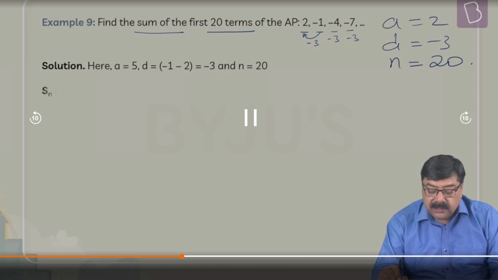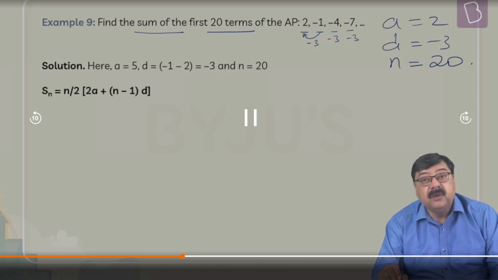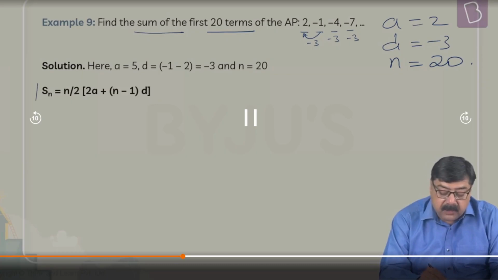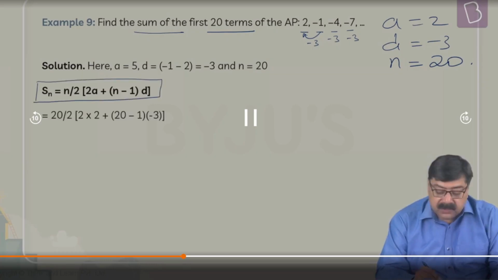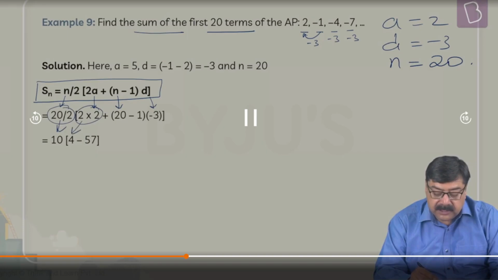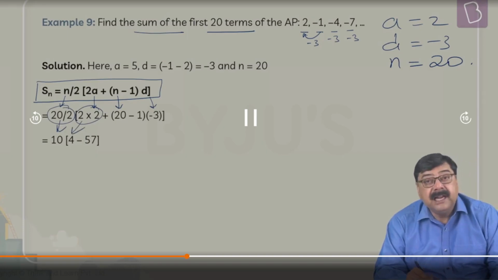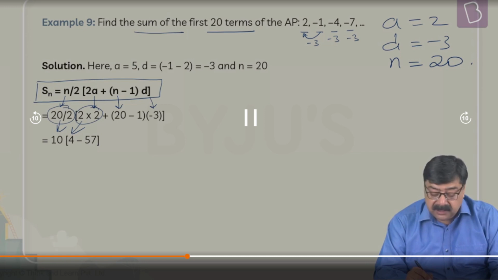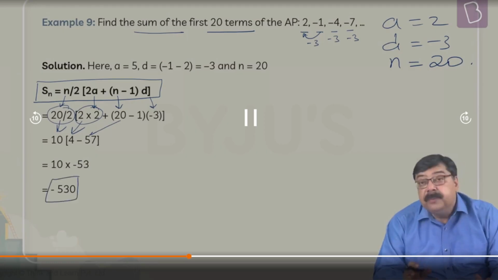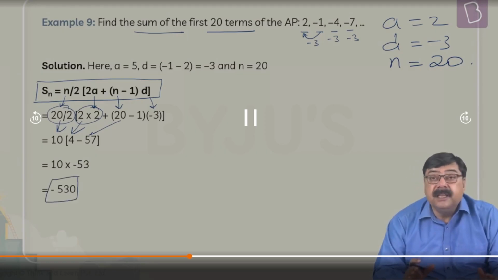So all these things are given to us. Let us make use of the formula for finding out the sum of n terms. So n is 20, so 20 by 2, A is 2, and D here is -3. Just by substitution, we get 20 by 2 here as 10, 2 into 2 is 4, and 20 minus 1 is 19, into -3 is -57. So this shall become 10 into -53, which works out to be -530. That would be the sum of all the terms in the given AP.